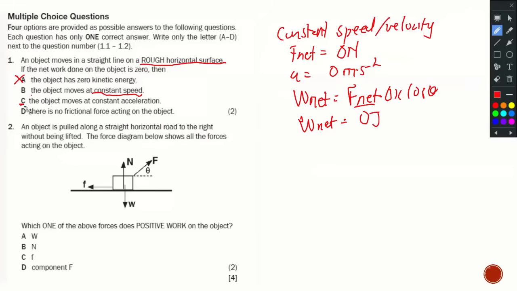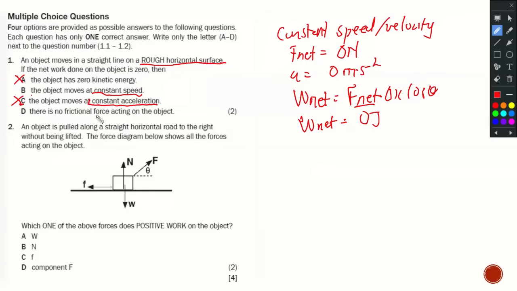But then let's see option C. The object moves at constant acceleration. Not quite. Constant acceleration would mean that there is a particular acceleration that is being kept constant. It's not 0, but we do know that with net work done being 0, we need to have acceleration being 0 meters per second squared. So constant acceleration means there is acceleration, and this one would be incorrect.